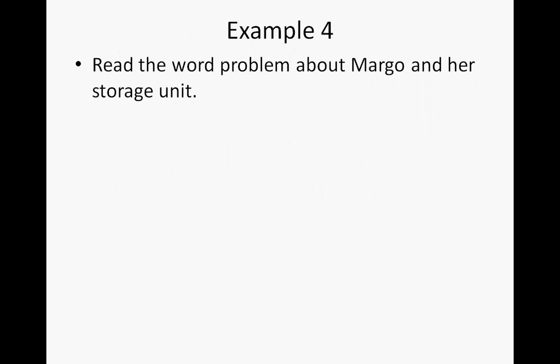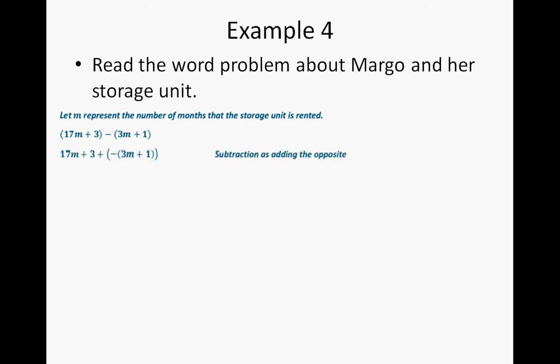So let's go ahead and do example 4. Read the word problem about Margot and her storage unit. Let M represent the number of months that the storage unit is rented. We have the quantity as 17 times M plus 3 minus 3M plus 1. So by using subtraction as adding the opposite, the quantity 3M plus 1 becomes negative 3M plus a negative 1.